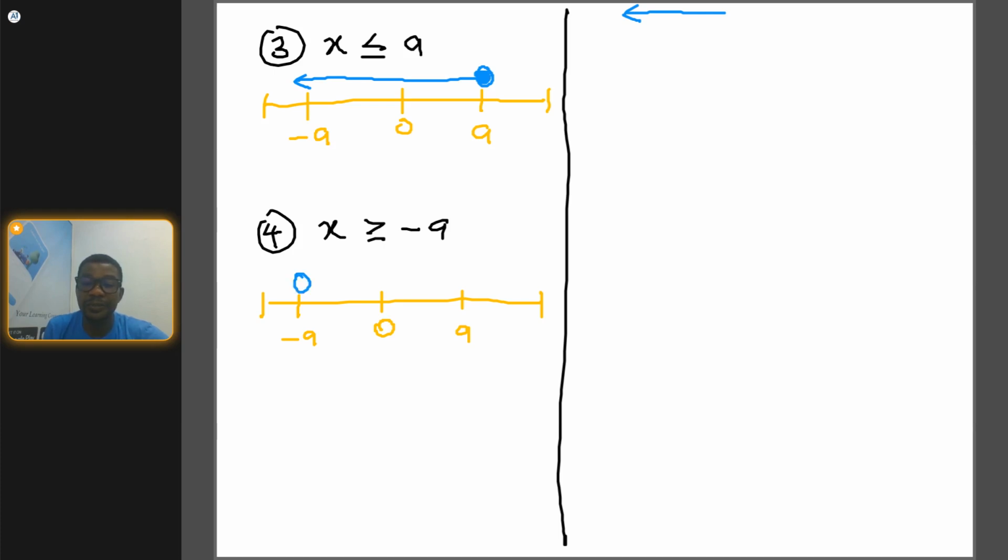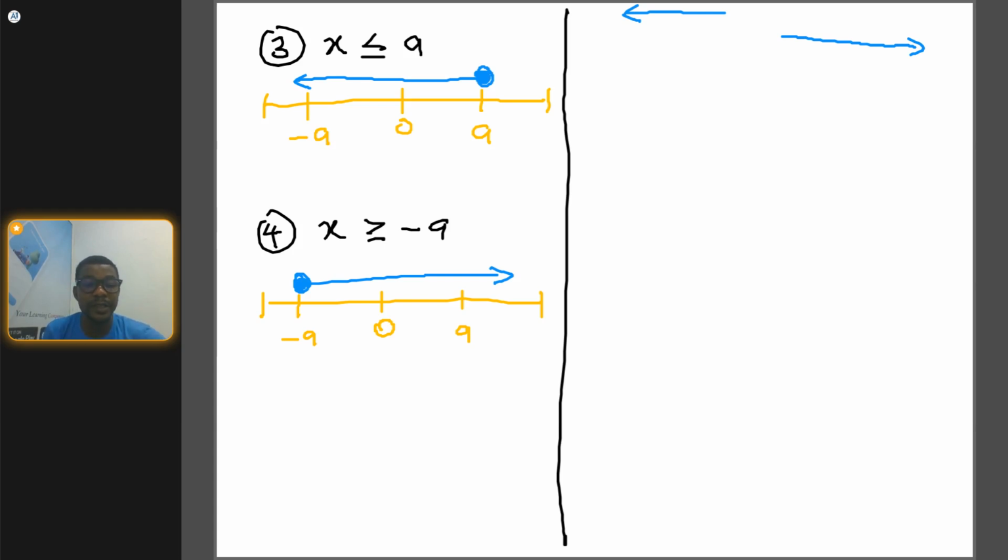So greater than faces this direction, so the arrows go towards this direction. And because it is greater than or equals to, I need to shade this portion of my diagram. All right. So this is the fourth case.